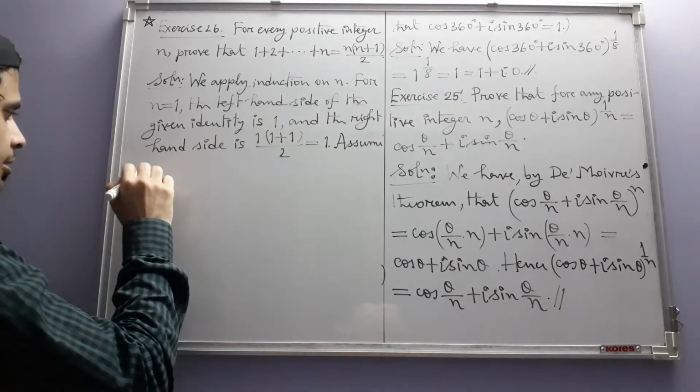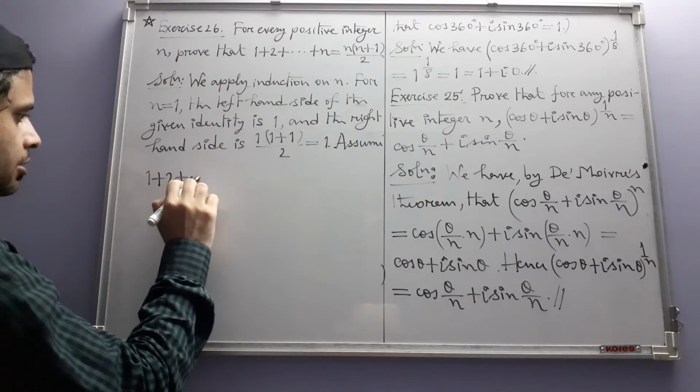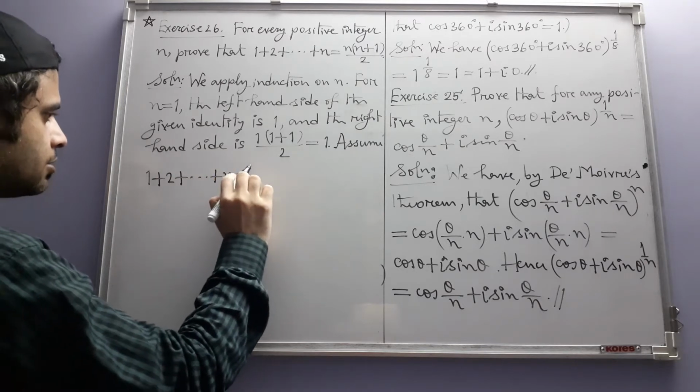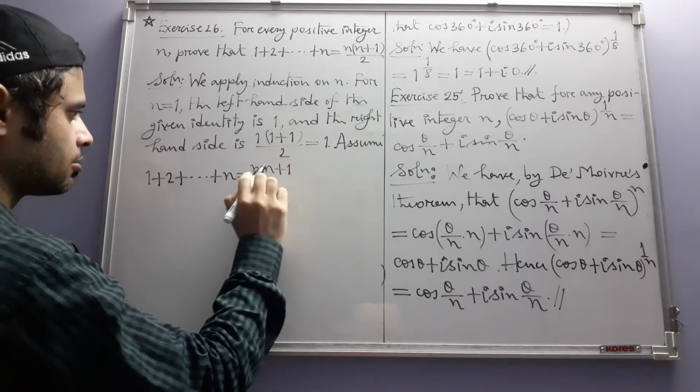Now assume that the identity is true for some positive integer n. That is, we are assuming this.